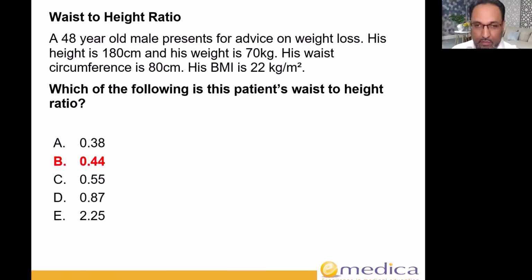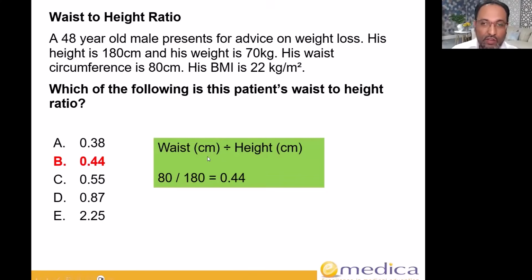Okay, so in terms of the calculation, what is the waist circumference in centimeters? And you divide that by the height in centimeters. So the waist circumference is 80, the height is 180. If you do 80 divided by 180, that gives you 0.44. Okay. Now, I'm going to show you a slightly different question.